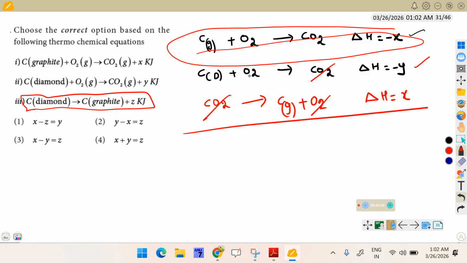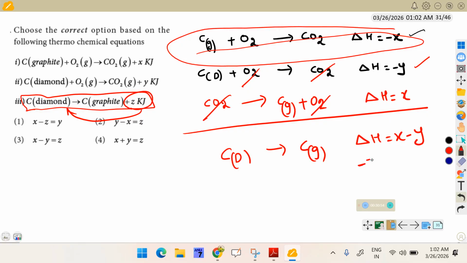CO2 gets cancelled. O2 cancelled. Then C diamond is converted to C graphite. Delta H is equal to X minus Y. C diamond converted to C graphite. Delta H value is given as delta H value shifted to reactant side, plus Z is converted to minus Z. Minus Z is equal to X minus Y, or multiplying both sides with negative sign, Z is equal to Y minus X. Second option is the correct option.